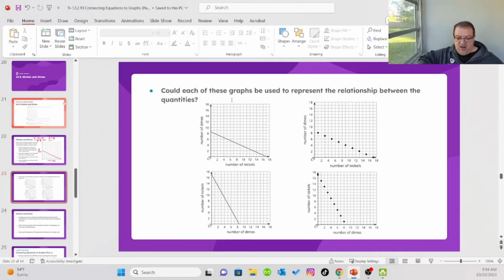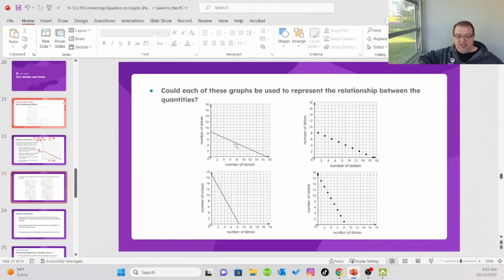Could each of these graphs be used to represent the relationship between the quantities? Notice on the top two, we have dimes on the y-axis and nickels on the x-axis. But on the bottom two, they have changed those so that nickels is our y-axis and dimes is our x-axis. So these two are the same, just with the labels flipped. So now we need to think.